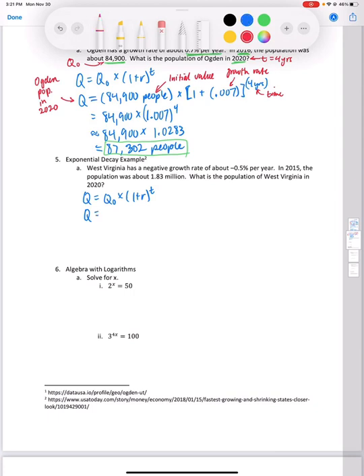So let's take a look at what values we have here. The growth rate, negative 0.5% per year. The population was about 1.3 million. That'll be our initial value. What is the population in 2020? And that would be derived from T.